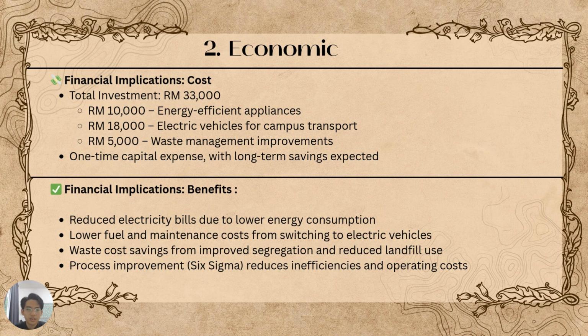Although this seems like a large amount, it's actually a one-time capital expense. Over time, we can expect long-term savings. For example, we'll see reduced electricity bills due to lower energy consumption. Using electric vehicles also means lower fuel and maintenance costs. In addition, better waste segregation leads to cost savings by reducing landfill use. We can also implement Six Sigma process improvement to reduce inefficiency and lower operating costs.